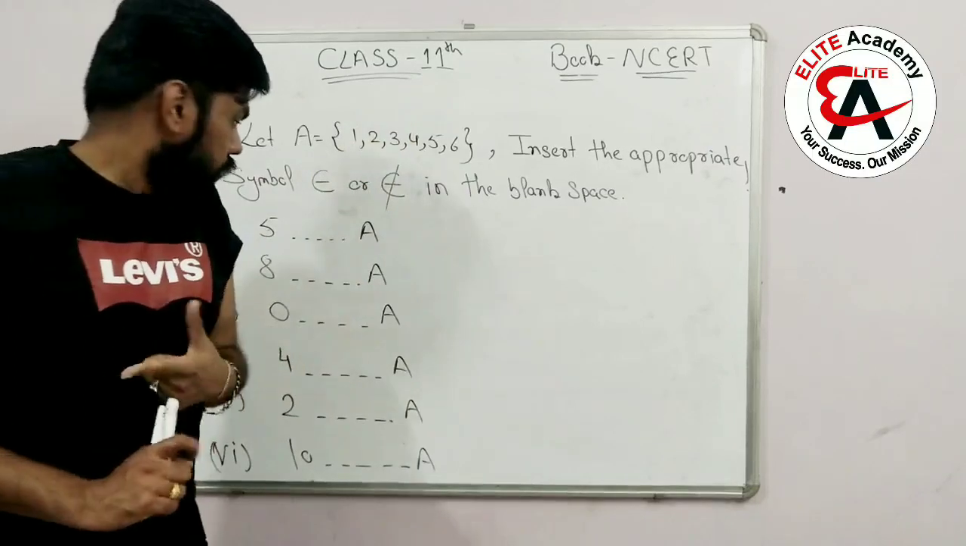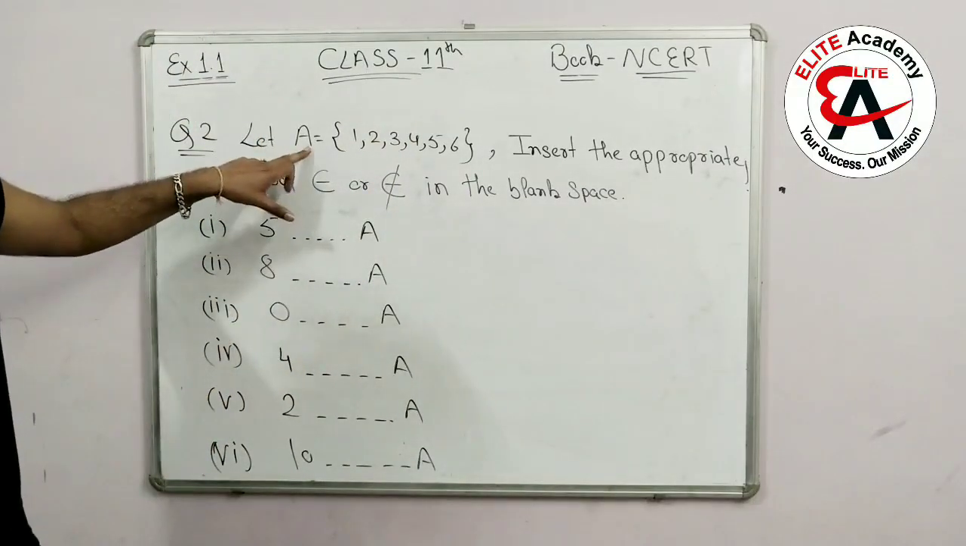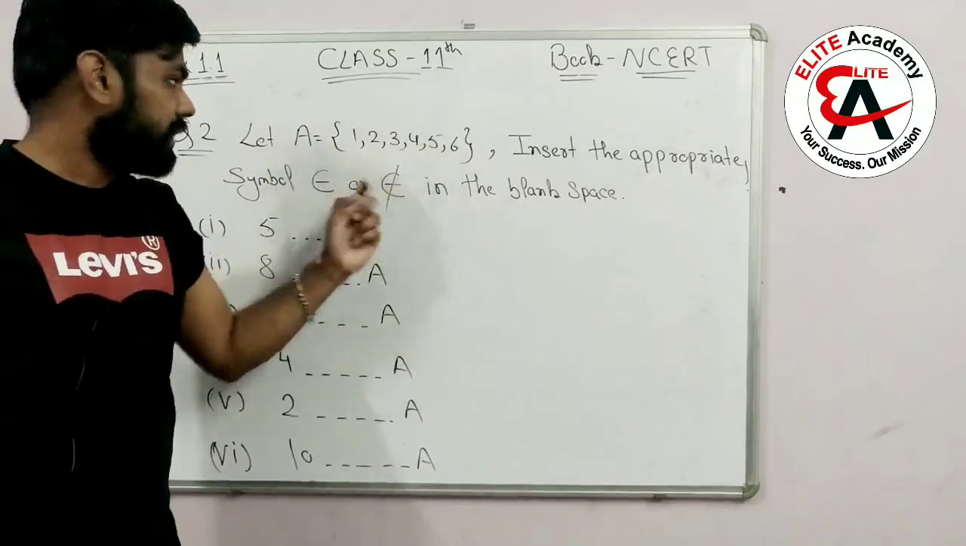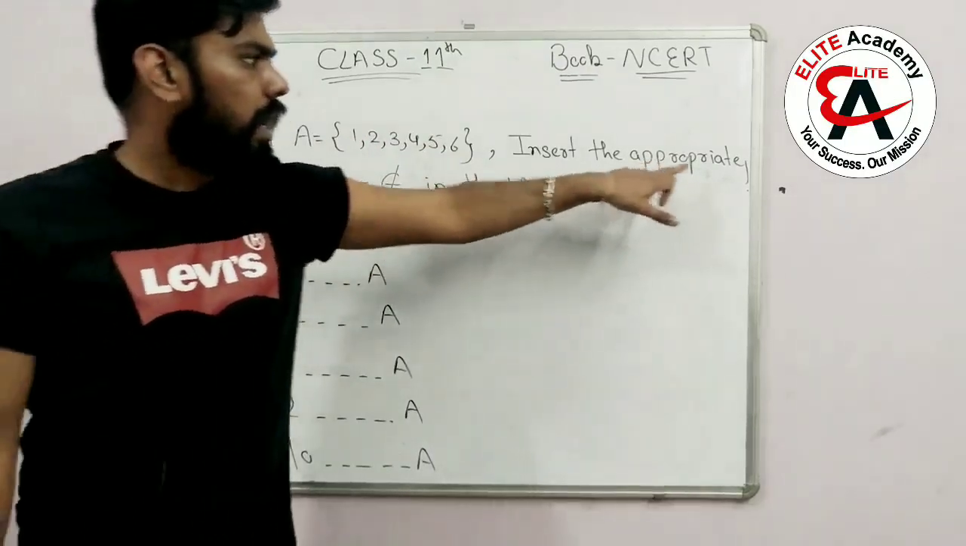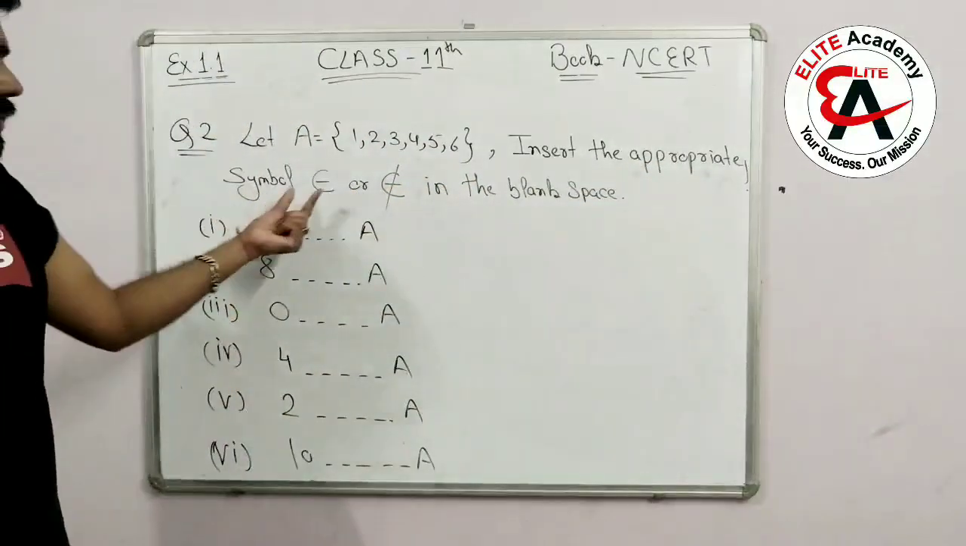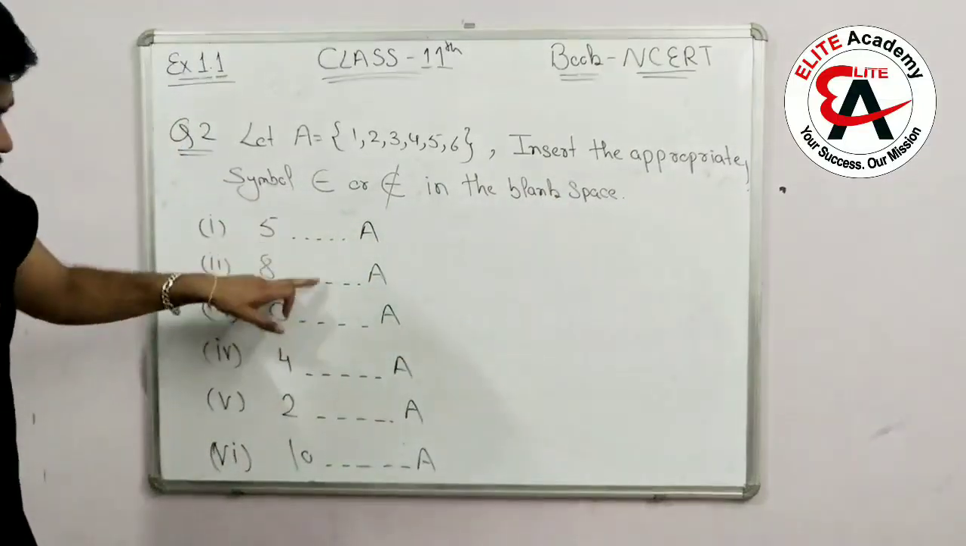So what is the question? Let A be a set. It contains 6 elements: 1, 2, 3, 4, 5 and 6. Insert the appropriate symbol ∈ or ∉ in the blank space. Whichever is the blank space, fill it here.